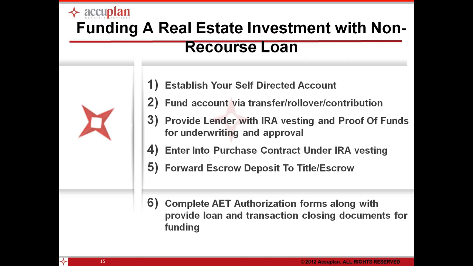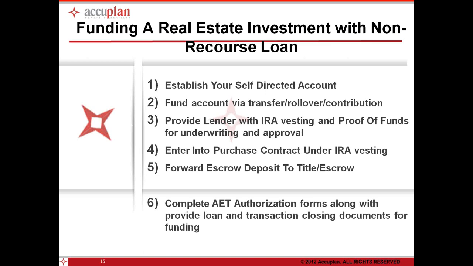So it's important that if you are interested in a non-recourse loan to definitely log in or send me an email requesting a registration for that webinar, because once again, the information that Lorraine shared with you today will definitely go hand in hand with the information that will be covered on that webinar.